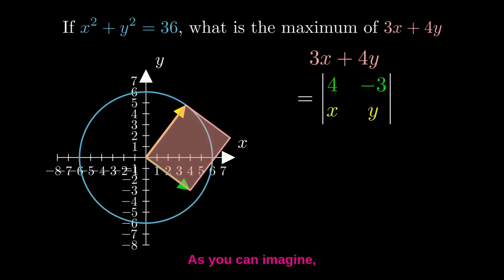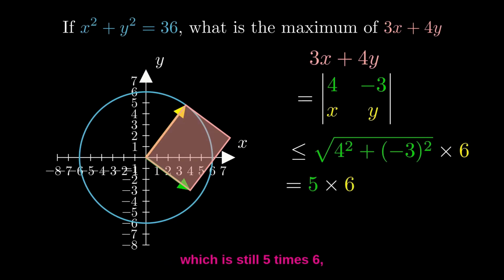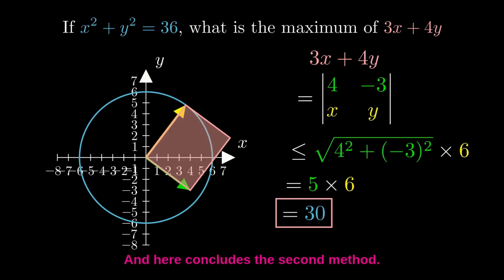As you can imagine, the maximum of this determinant, which is also the maximum area of this parallelogram, occurs when both vectors are perpendicular to each other, or when this parallelogram is actually a rectangle. This equals the square root of 4 squared plus (-3) squared, times 6, which is still 5 times 6, which is still 30. And here concludes the second method.